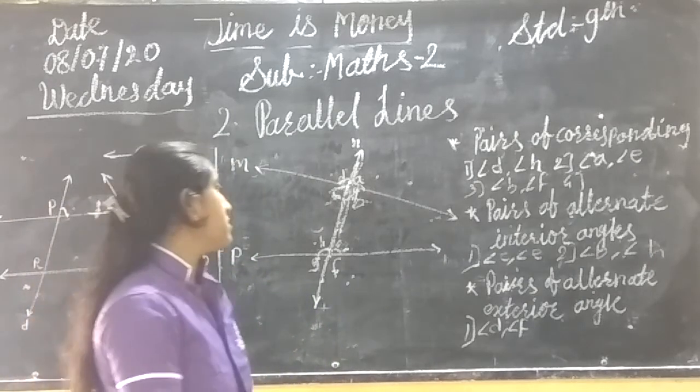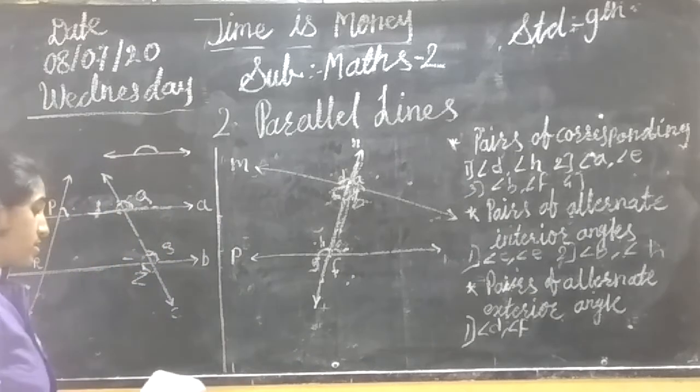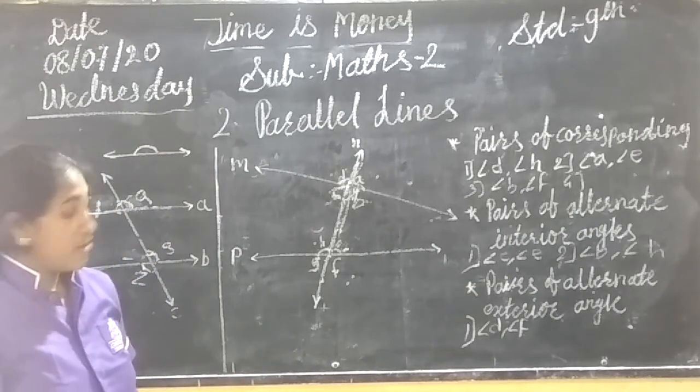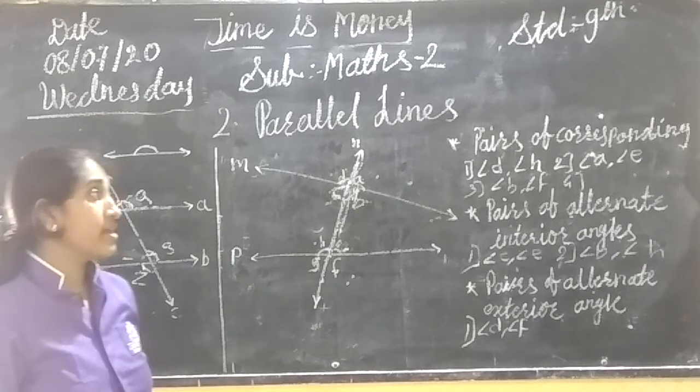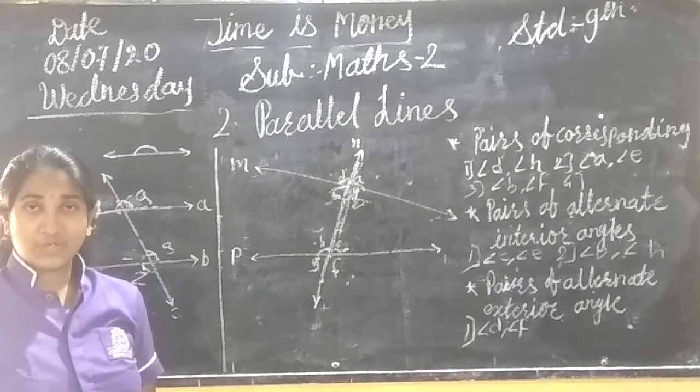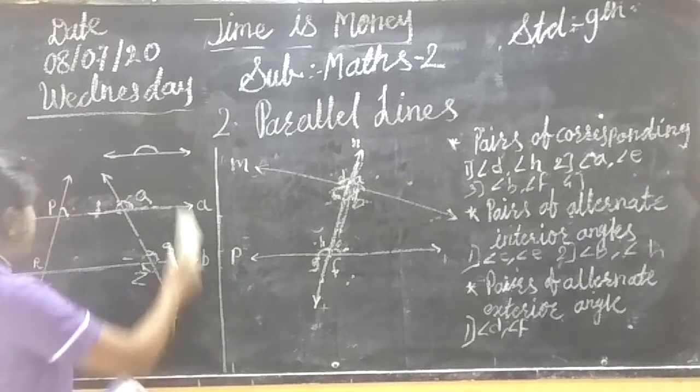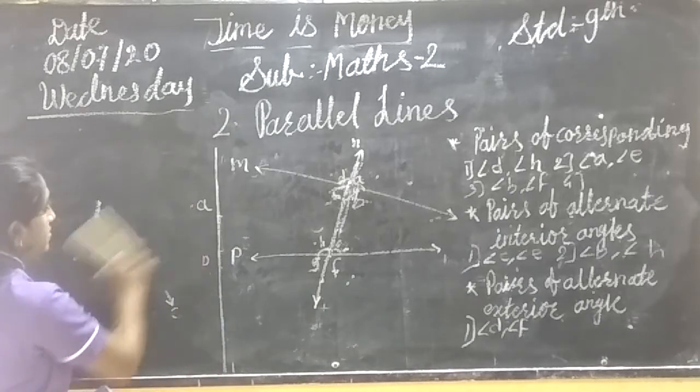Now we can see the other theorem, the corresponding angles theorem. Why the corresponding angles are equal, and to show that there is one theorem. Okay, just see here.